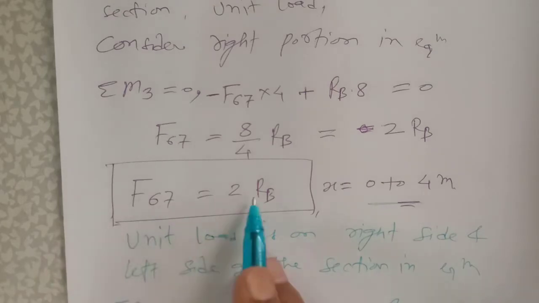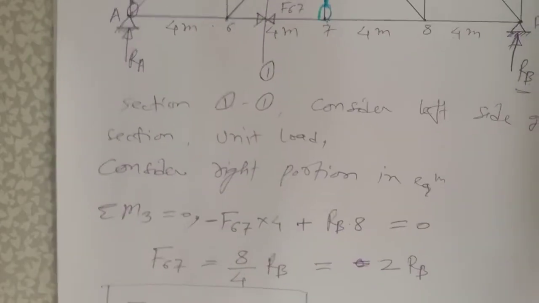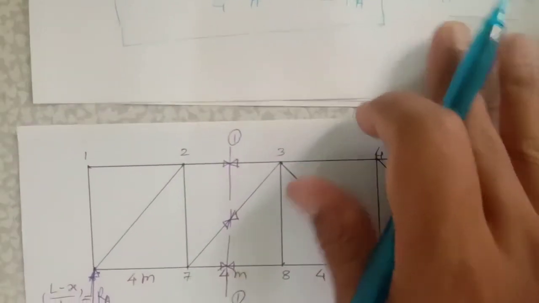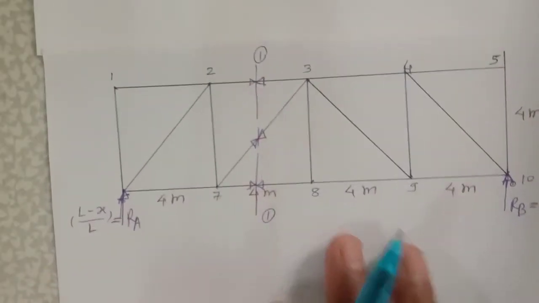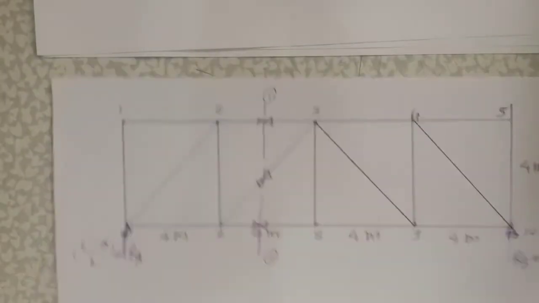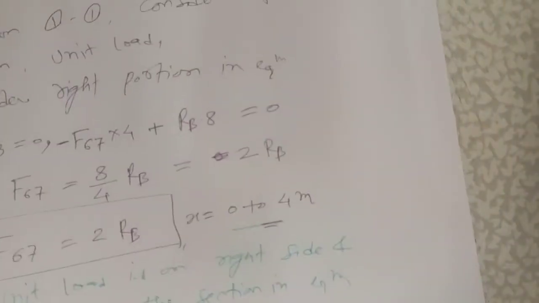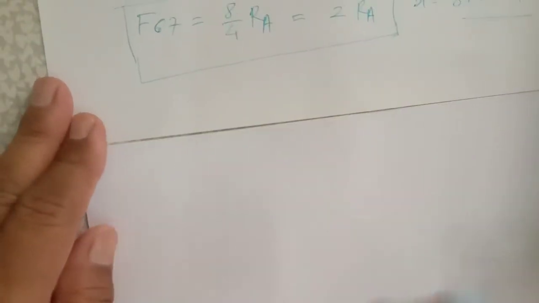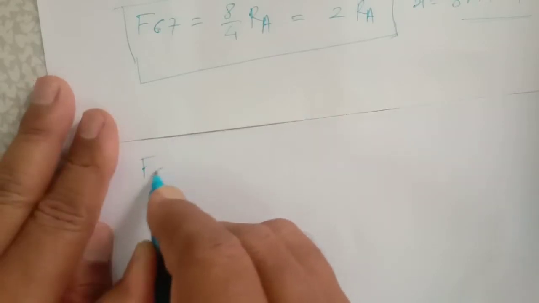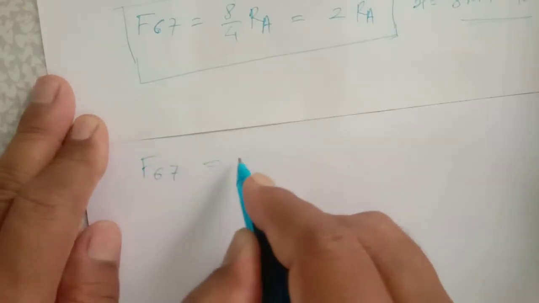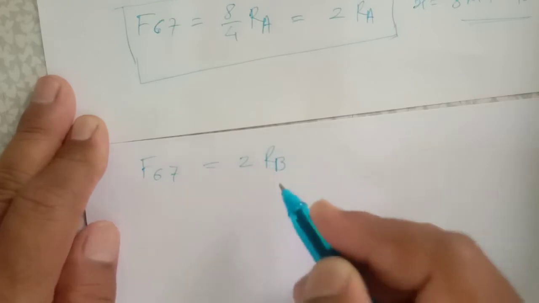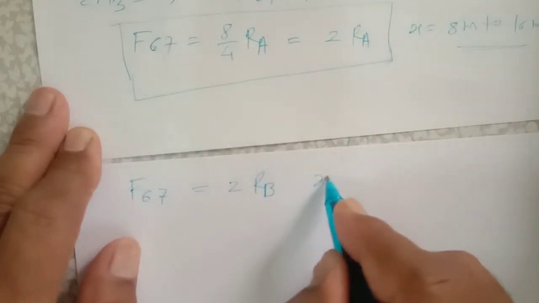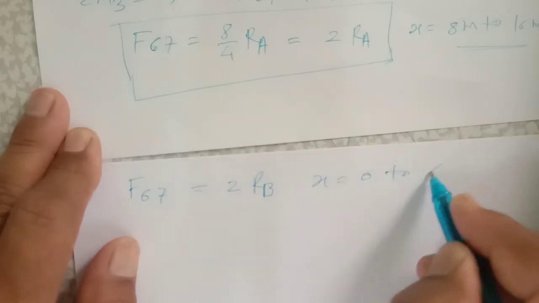Okay, now when we have considered force in member 6, 7, we repeat the same procedure, we get the two equations. Just a minute. We are getting two equations. First equation, force in member 6, 7 is equal to 2 times of RB. Okay, 2 times of RB. But here X is equal to 0 to 4 meter.